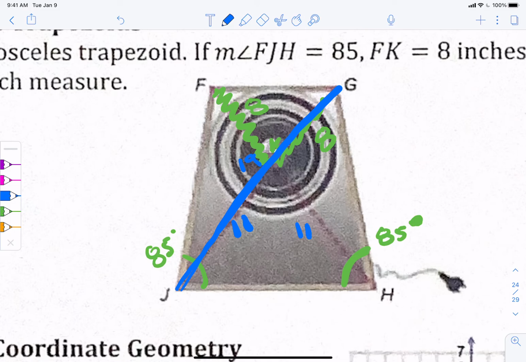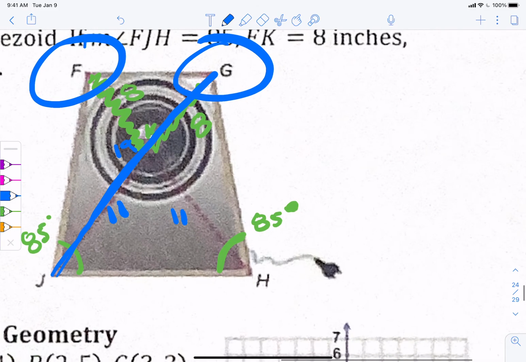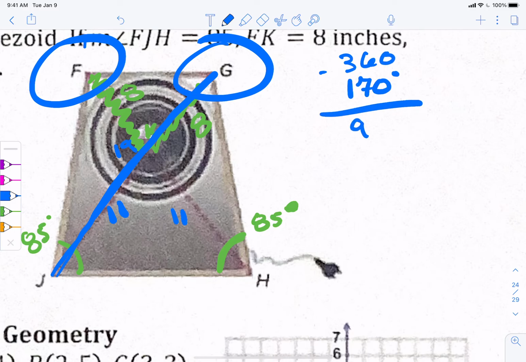Now, here's my question. This angle up top here and this angle up top here, they are the same, correct? But how much does each one measure? I know how to figure it out. How do you figure it out? You add 85 and 85, which is 170, then do 360 minus that, which is 190, and then you divide it by 2. That's 95 degrees. Okay, do you see that?